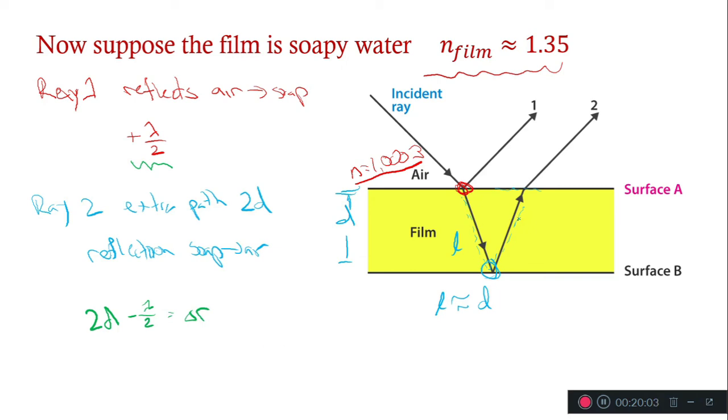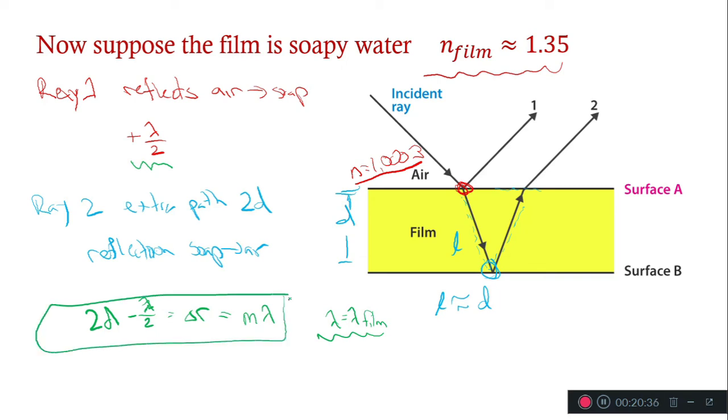This traveled 2D farther, down and back, basically 2 thicknesses of the film, but then ray 1 reflected, which gave it a lambda over 2. So this is the thing that when this is equal to m lambda, we get constructive or destructive interference. Okay. And remember again that the lambda equals lambda film. So in this case, for this particular story, this is the equation that you would generate.